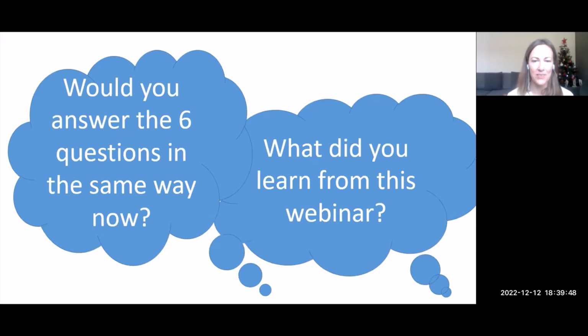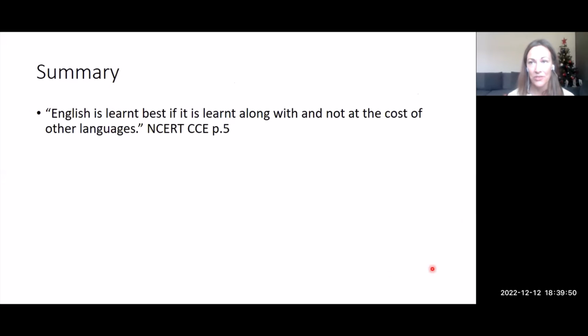So to sum up, I want to return to this quote from the NCERT English section. English is learnt best if it's learned along with and not at the cost of other languages. And this is what's behind these approaches we've been talking about today. And we mentioned at the beginning how the Awakening to Languages approaches are very much in line with the Indian curriculum and even activities in the coursebooks as well.